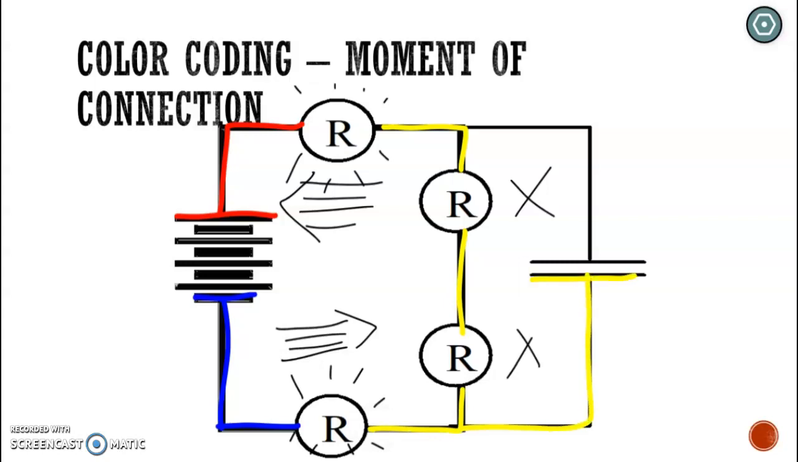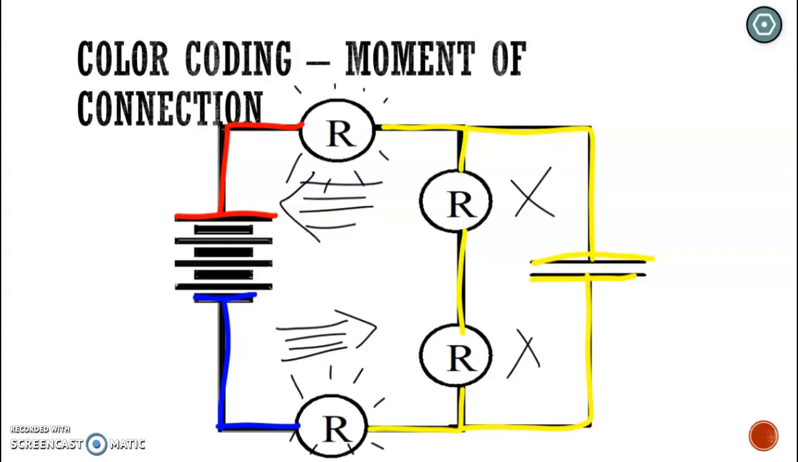And that's going to make sense at this point in time because these two middle bulbs, just like we just said, are not lit. There is no charge flowing through them. And we can see that because all those wires are yellow, that's why none of the charge is going to be moving through there.